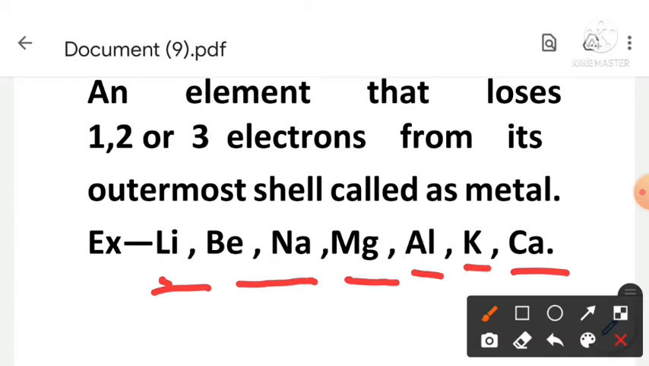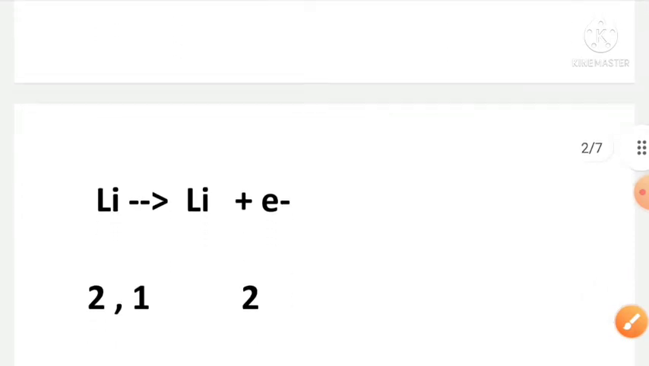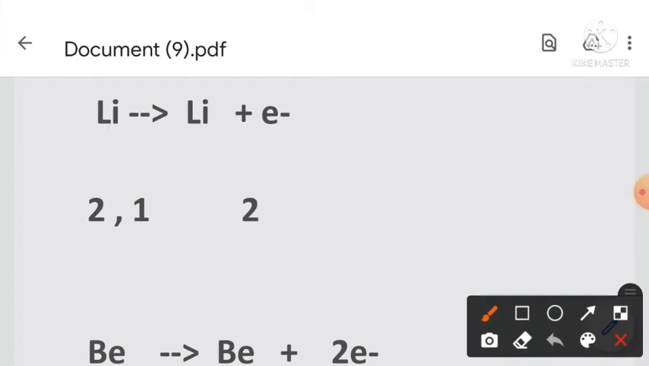They are malleable, ductile, good conductors of heat, and sonorous. So these are the features of metals. Now we have to see chemically how a metal loses its electrons from its outermost shell. Here the first example given is lithium.